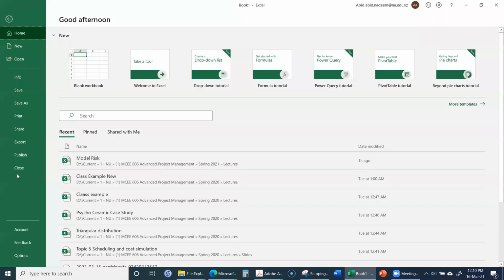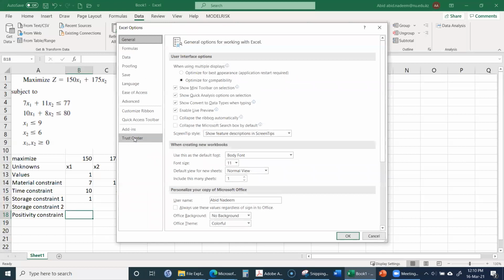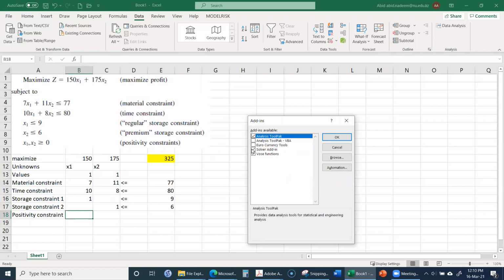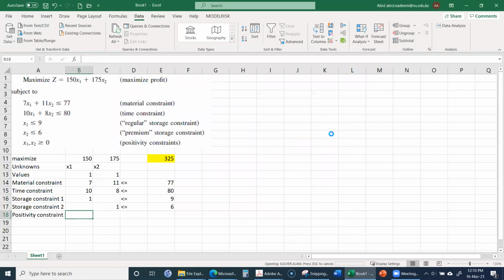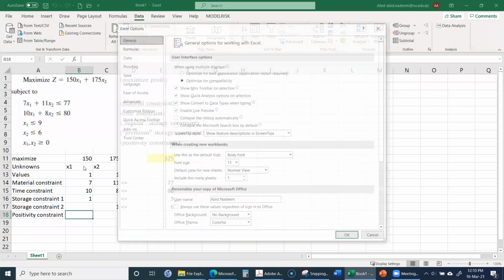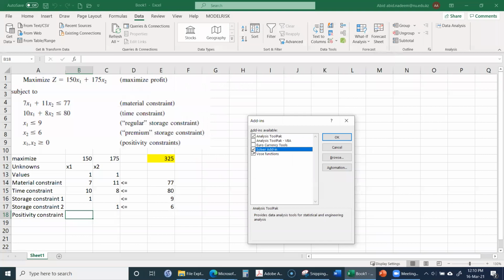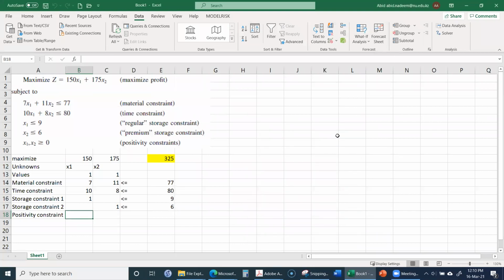Okay, let's do one thing. Options, add-ins, Excel add-in. I remove the solver add-in from here. I removed it, and now I turn it on again. Yeah, now it has appeared. You see, sometimes Microsoft Excel gives you some trouble. Earlier it was not shown over here, but now I just turned it off and on, and now it is open here.